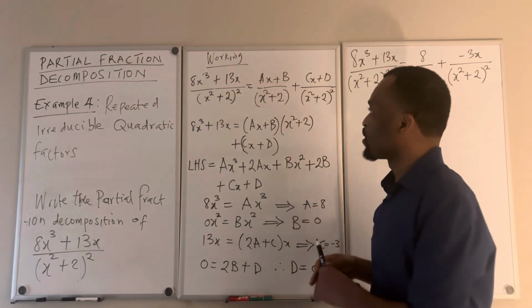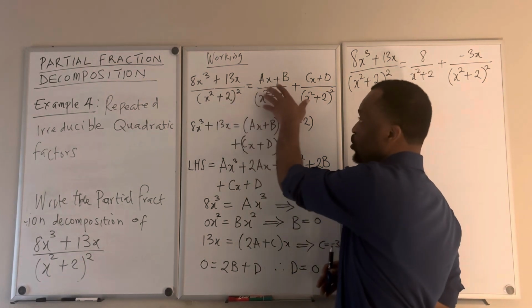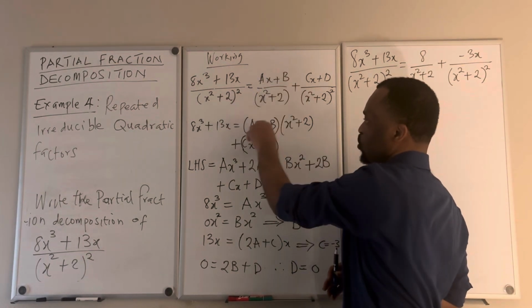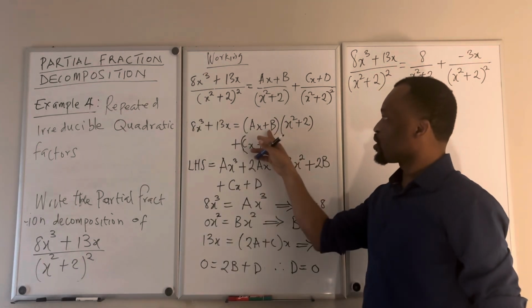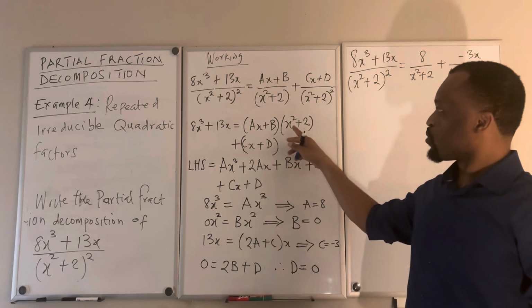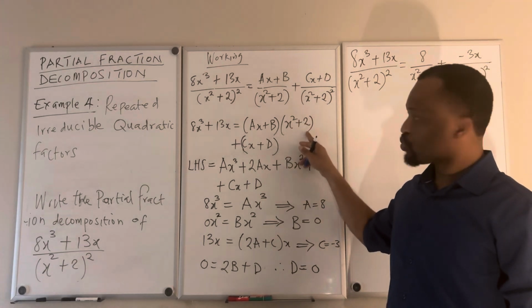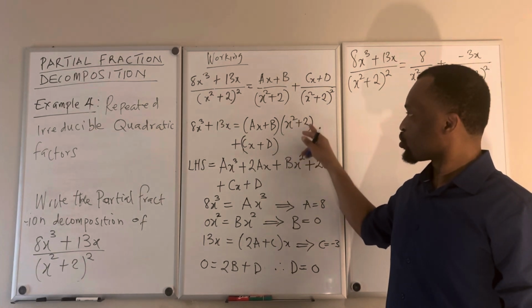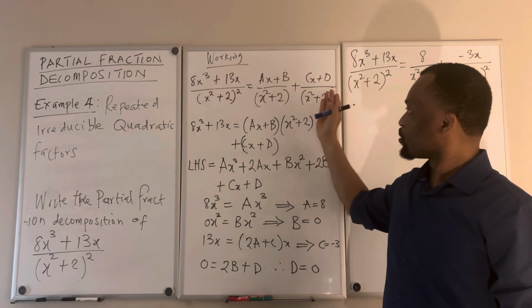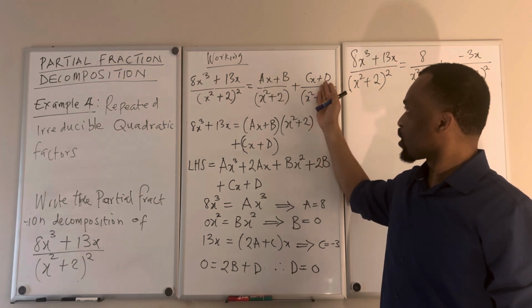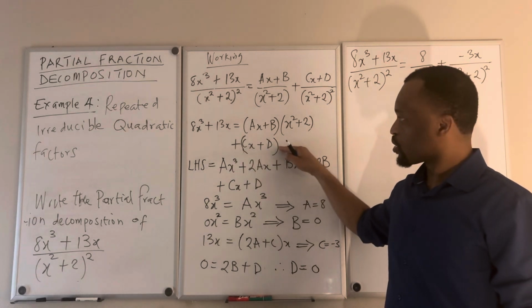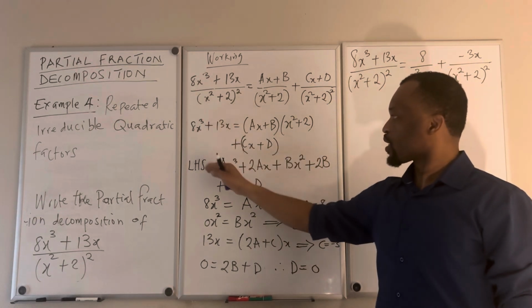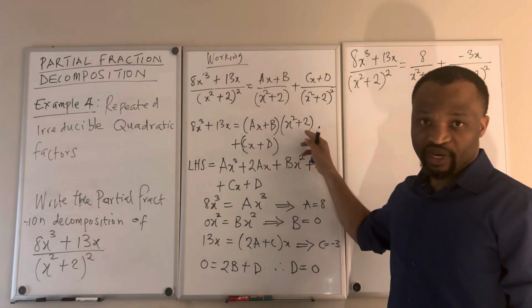We multiply the LCM with the right hand side, and we would have ax plus b, open bracket, x raised to power 2 plus 2, and when we do that here, we'll be left with only cx plus d, which is what we have here. So with that said, the left hand side here is equal to, we'll open up the brackets here.